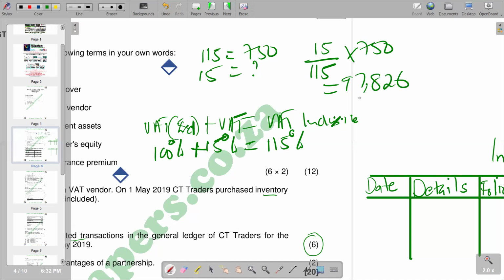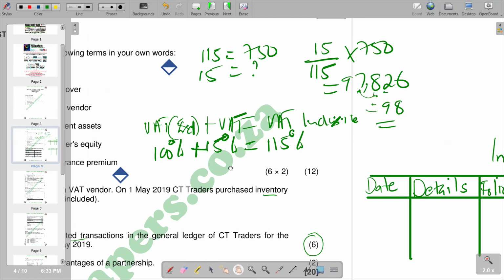97.826. So obviously, since this is money, we can round it off to 2 decimal places, or to the nearest whole number here. If we round it off to the nearest whole number, the 8 is going to change our 7, and then it becomes 98. So it means our VAT component is 98. This is going to be our VAT input. So this is the amount that we are going to put in our VAT input account.